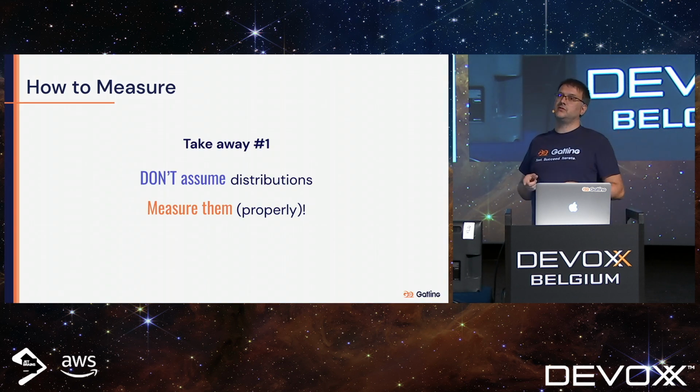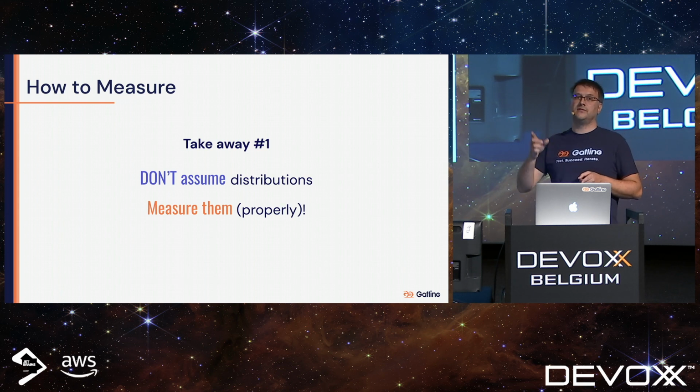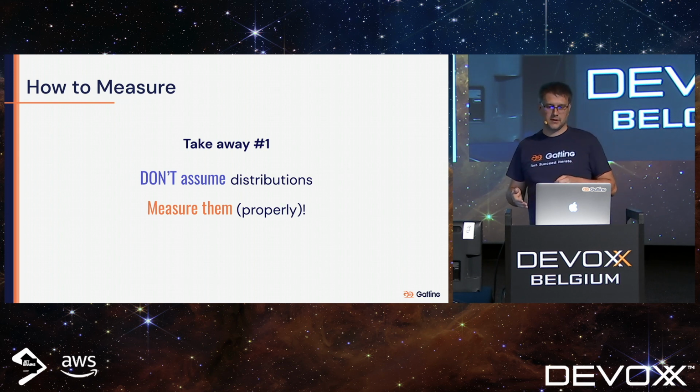So don't assume anything about your distribution. That's really what you want to figure out. You might actually be losing 10% of your traffic because those 10% of users have experienced poor response time, and because of that, they are going to purchase somewhere else.